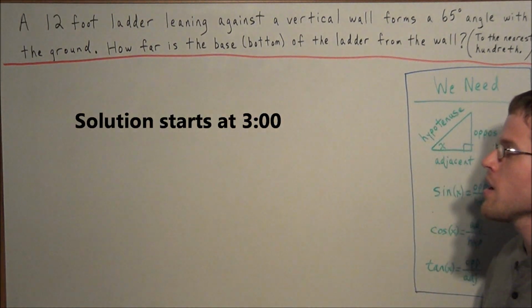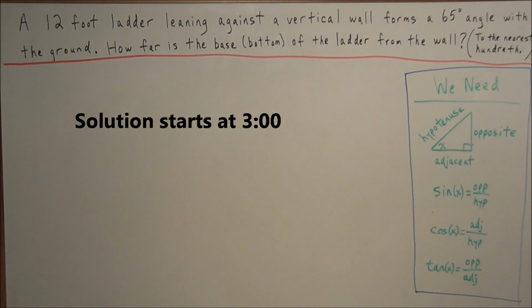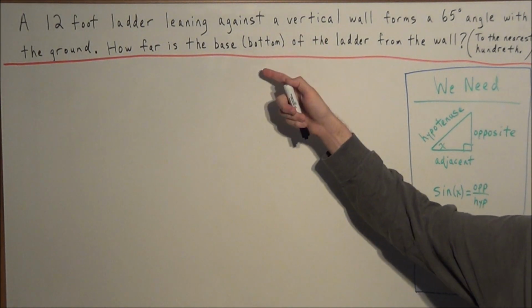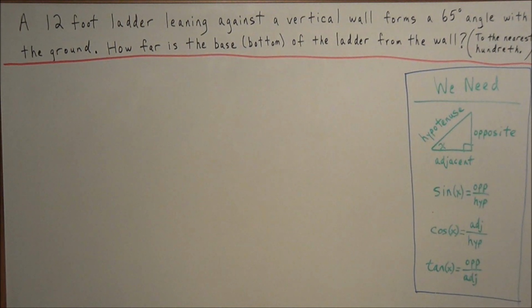So we have the problem: a 12-foot ladder leaning against a vertical wall forms a 65-degree angle with the ground. How far is the base, which means bottom, of the ladder from the wall? And we want to round our answer to the nearest hundredth.